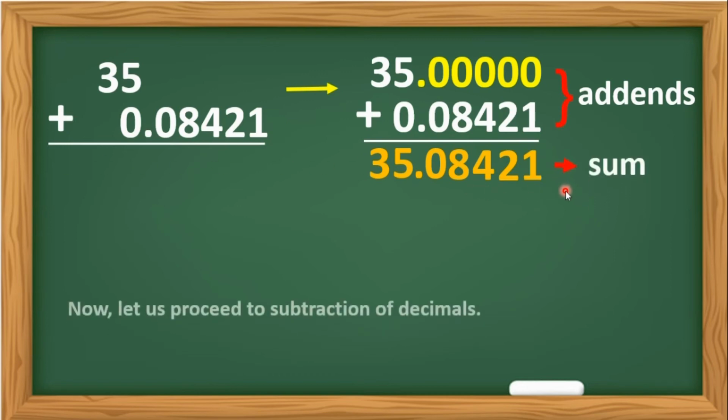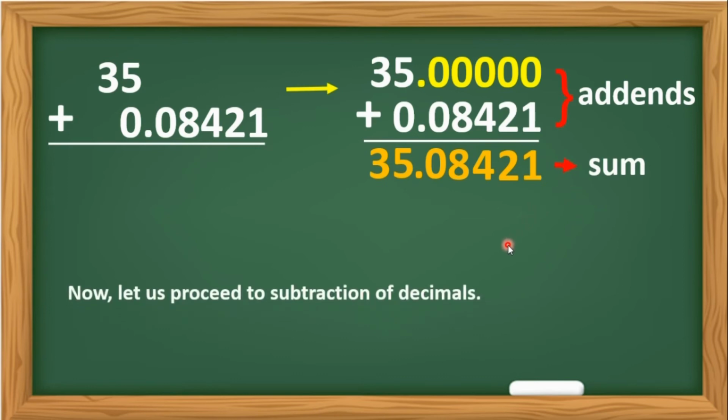Now, let us proceed to subtraction of decimals. So we have 3 and 654 thousandths. Why do we read this as 3 and 654 thousandths? Let us check first the place value of these digits. So 6 is tenths, 5 is hundredths, and 4 is thousandths. Then to read this, 3 and 654, the place value of the last digit is thousandths. So 3 and 654 thousandths.